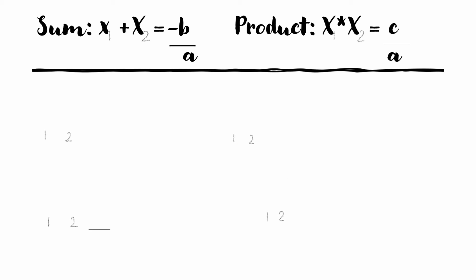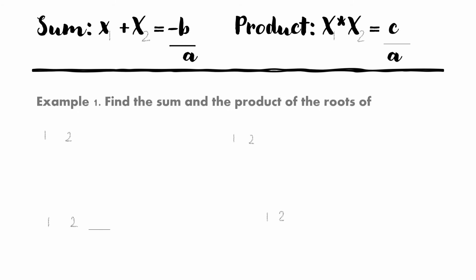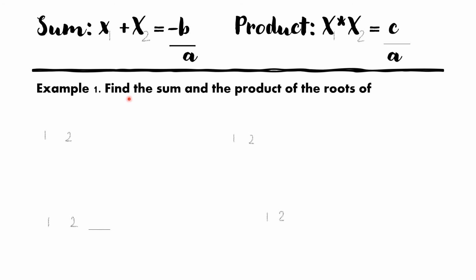So let's have an example. Find the sum and the product of the roots of the quadratic equation x squared plus 2x minus 4 is equal to 0. Now, this one is already in standard form, so we can find the value of a. The a is the coefficient of x squared, which is 1. The b is 2, the coefficient of x. And the value of c is negative 4, the constant.